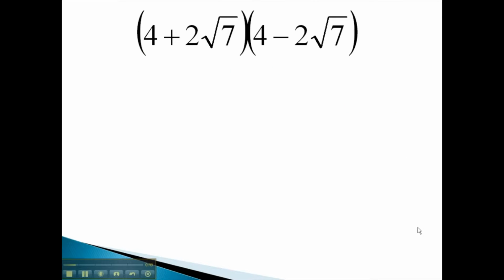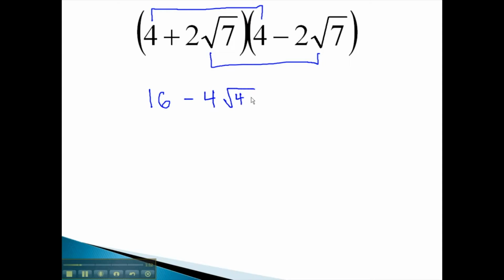Here we are multiplying two conjugates. Notice all the terms are the same in both binomials, except one has a plus and one has a subtraction sign. In this case, we simply have to multiply the first terms, 4 times 4, to get 16, and the last terms, 2 root 7 times 2 root 7. 2 times 2 is negative 4, and under the square root we have 49.